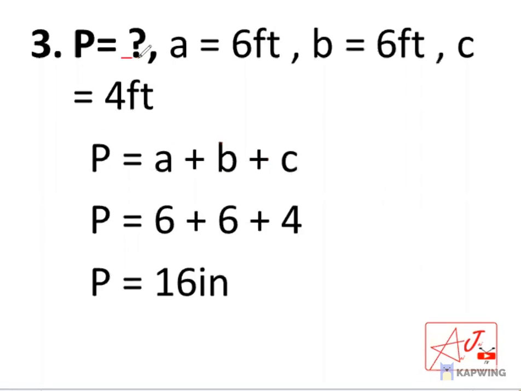Next, P is missing. Ayan, si perimeter ang nawawala. So, gagamitin natin yung normal na formula or simply add lang natin yung lahat ng given sides which is 6, 6, and 4. So, perimeter of a triangle is equal to A plus B plus C. Substitute natin 6 plus 6 plus 4. That is equal to 16 inches. So, that is the perimeter of that triangle.